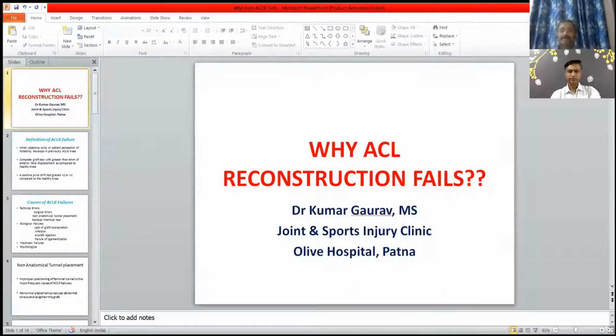Why does ACL reconstruction fail? First of all, we have to know the definition of ACL reconstruction failure. It is when objective laxity or the patient's perception of instability develops in a previously reconstructed knee. This is the general clinical definition of ACL failure.